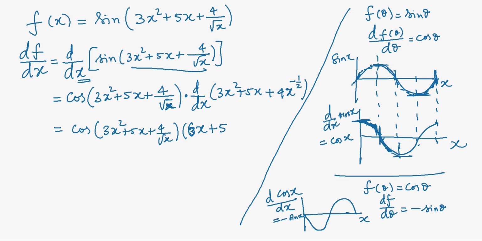And plus, you have 4x to the power minus half. So the minus half times 4 gives minus 2, so it will be minus 2 x to the power minus 3 by 2.